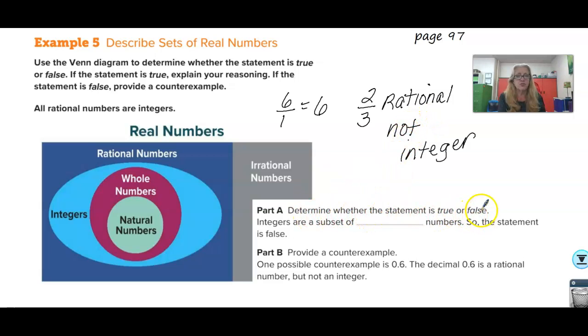Determine whether the statement is true or false. Integers are a subset of rational numbers. I'm trying not to cheat off the teacher edition here. Sometimes it's hard to tell what they want in these blanks. Provide a counterexample. One possible counterexample is 0.6. 0.6 is rational, but it's not an integer. So they went with the decimal counterexample.